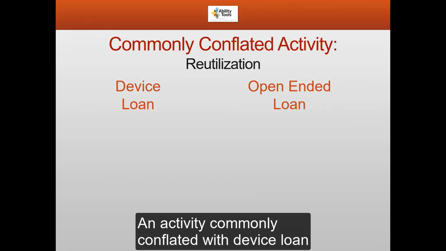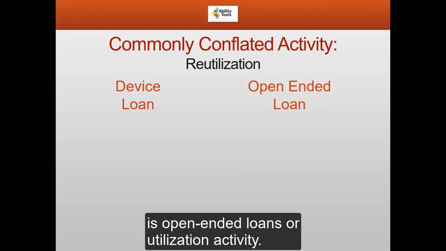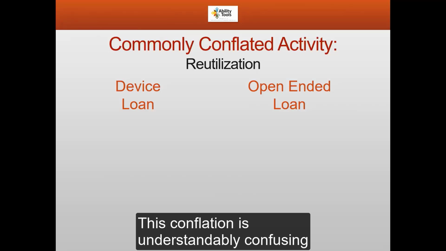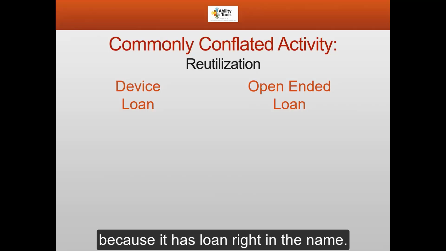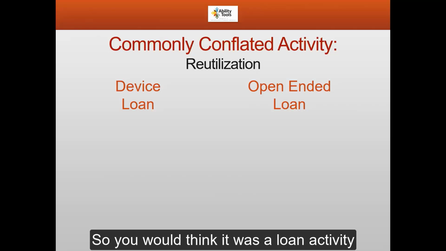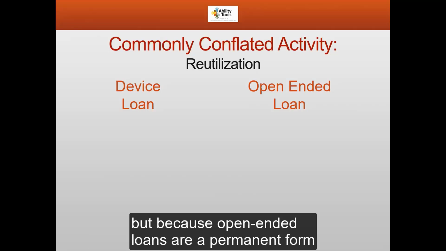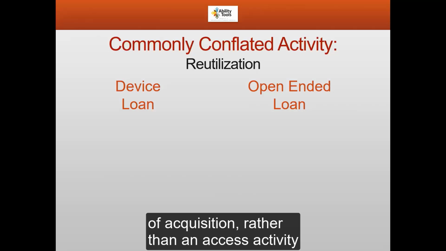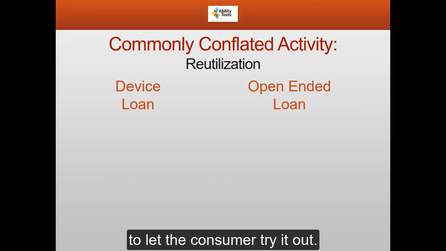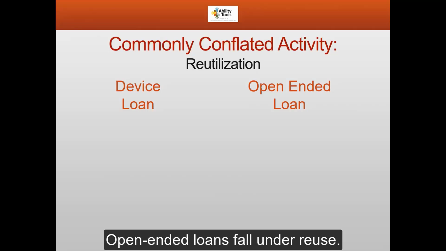An activity commonly conflated with device loan is open-ended loans, a reutilization activity. This conflation is understandably confusing because it has loan right in the name, so you would think it was a loan activity. But because open-ended loans are a permanent form of acquisition rather than an access activity to let the consumer try it out, open-ended loans fall under reuse.